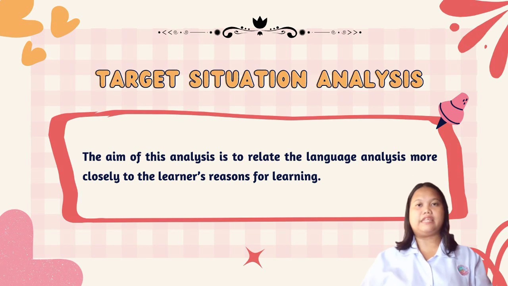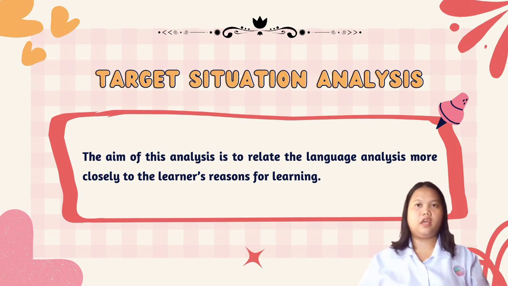The third one is the target situation analysis. It was the aim to take students' existing knowledge and set it on a more scientific basis by establishing procedures for relating language analysis more closely to learners' reasons for learning. In an ESP course, there will be a process of knowing students' purpose in learning English, known as needs analysis or target situation analysis.